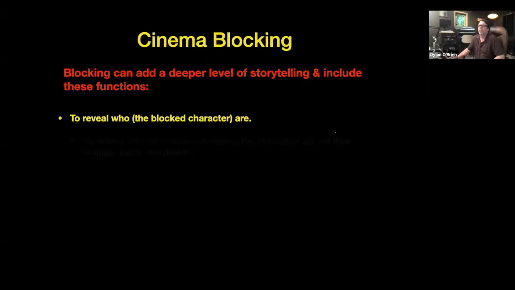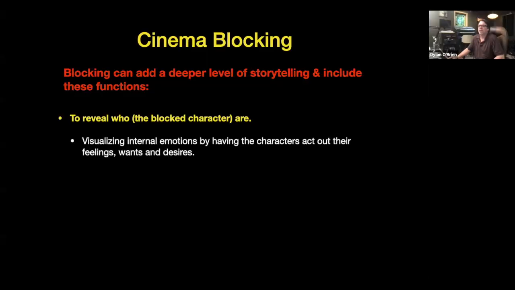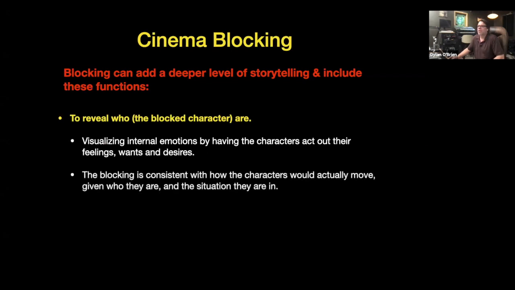The way we move the camera, the way the actor moves around, just without even having dialogue to describe what's happening, in a sense. So again, visualizing internal movements, acting out feelings, wants, and desires. We talked about this. The blocking is consistent with how characters actually move.